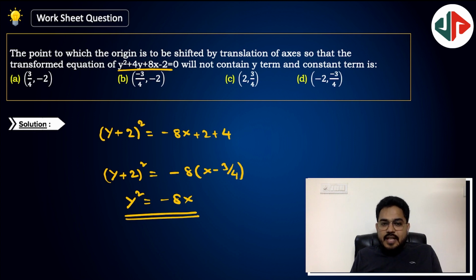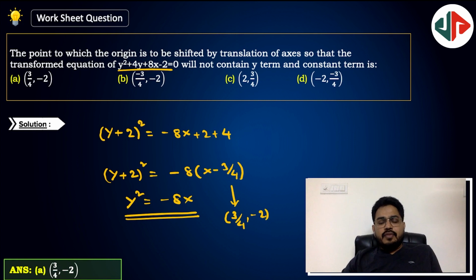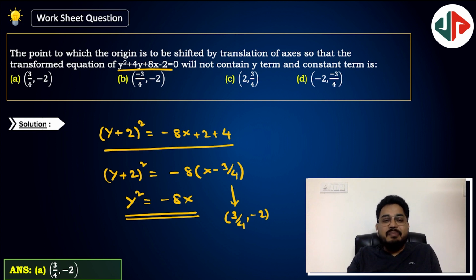So the origin has to be shifted to 3 by 4 comma minus 2. The answer is 3 by 4 comma minus 2. Okay. So you need not go for the formula, differentiation, etc. every time. You can reduce it into the standard form. This is the standard form of a parabola.